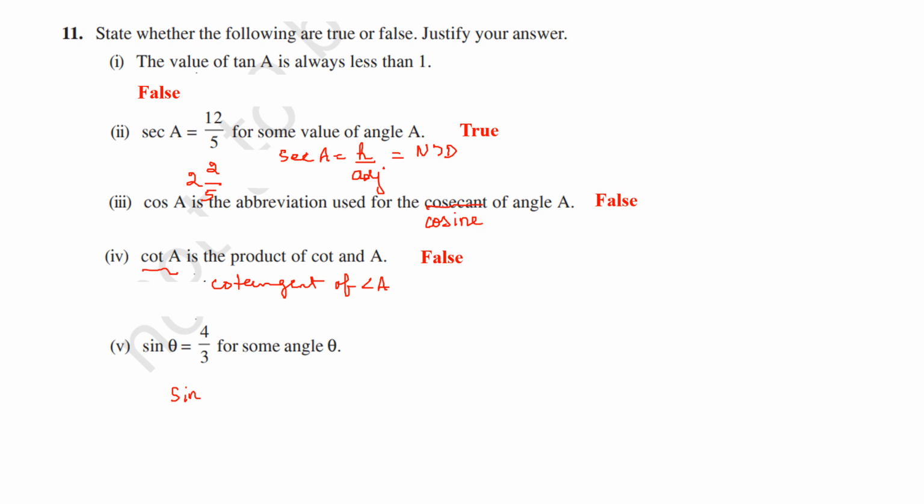And the fifth one, sine theta equal to 4 by 3 for some angle theta. Now sine theta is opposite by hypotenuse, and you know that hypotenuse is the longest side, isn't it? So here numerator should be smaller than denominator, but if you see here 4 by 3, numerator is greater, isn't it? So it is not possible. So this is also false. So from here I am done with exercise 8.1. I have solved all the questions in detail.